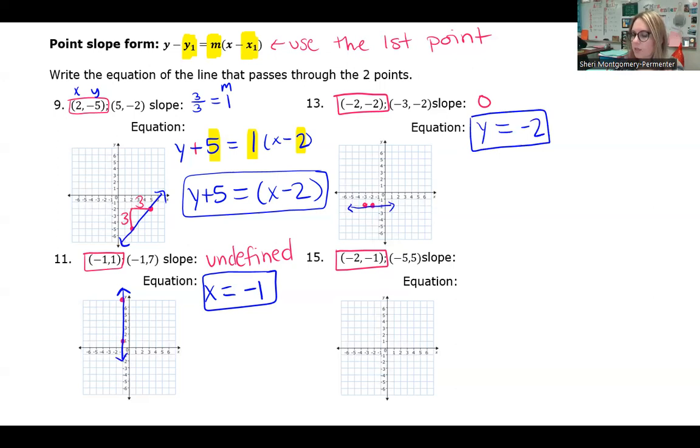Question 15. I want to see if I can get some volunteers to do this. So I can have a volunteer that can plot my points. I can have a volunteer that can write my slope. I can have a volunteer that can try and do the equation, but I'm going to let you guys volunteer to do this one so that I can see how you're doing.